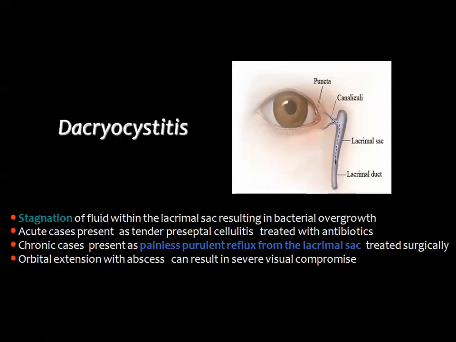Then inflammation of the lacrimal system is known as dacryocystitis, and it is the sequela of stagnation of fluid within the lacrimal sac, resulting in bacterial overgrowth and inflammation. And these are the lacrimal canaliculi leading to the lacrimal sac and the duct draining into the nose. Sometimes you get purulent reflux from the lacrimal sac itself, and the treatment is usually surgical.